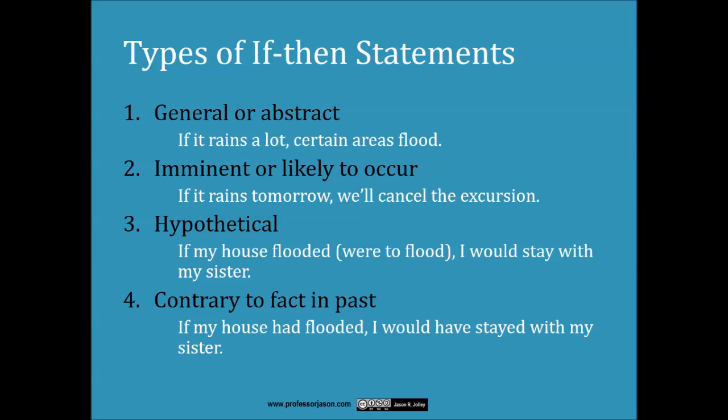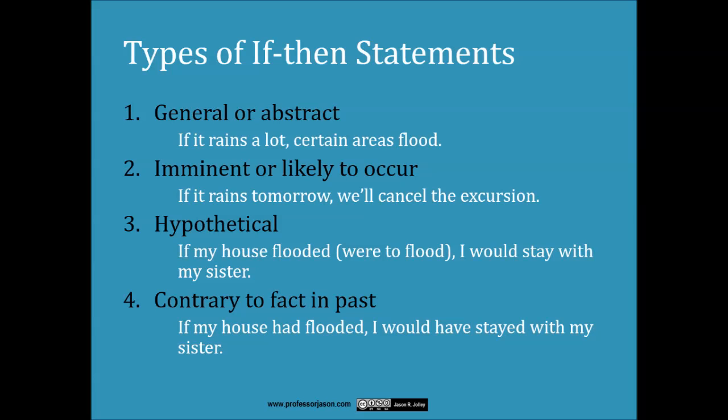Okay, now moving on to the next section of the lesson, I want to introduce the 4 main kinds of if clauses. These are those that express conditions that are, first, general or abstract. So if you're just explaining things in the abstract, general conditions, universal truths, right? So if it rains a lot, certain areas flood. You can also have if statements that introduce conditions as imminent or likely to occur. Think of like at least a 50-50 chance, right? If it rains tomorrow, we'll cancel the excursion.